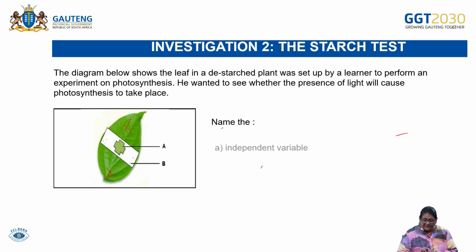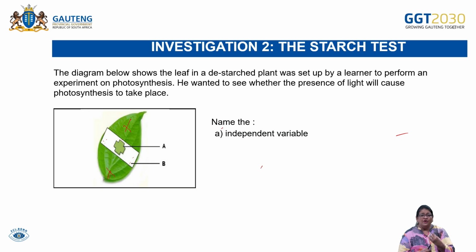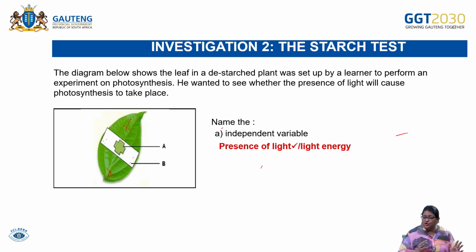So name the independent variable. What will be the variable that you are trying to control? Remember, an independent variable is the variable that the farmer or the learner or the scientist is using. He is controlling light. So the independent variable will be the presence of light, because that's what you want to investigate. So you must control that. You can't control how much starch is going to be in the plant.